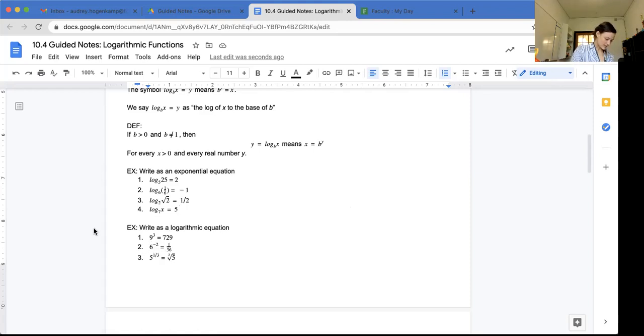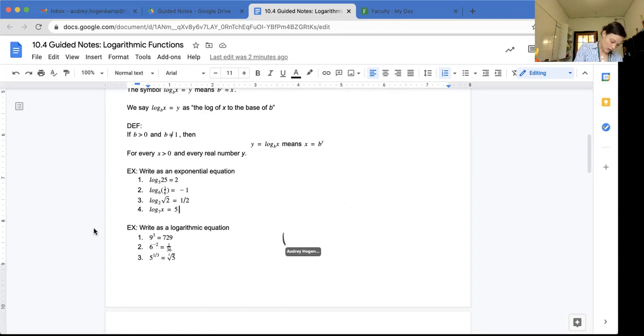Number 2, 6 to the negative 2 equals 1/36, which means that log base 6 of 1/36 is equal to negative 2. Okay, and that would be 6 to the negative 2, which is in fact 1/36. Then last but not least, we have 5 to the 1/3 equals the cube root of 5.